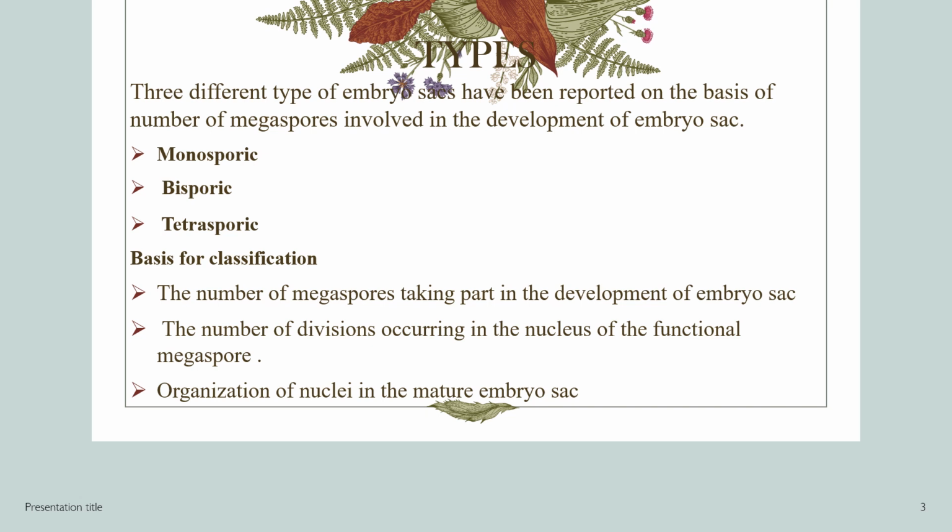On the basis of the number of megaspores involved in the development of embryo sacs, three different types of embryo sacs are encountered in angiosperms. These are monosporic, bisporic, and tetrasporic. Monosporic, where only one megaspore participates in the formation of the embryo sac. Bisporic, where two of the megaspores participate. And tetrasporic, where all the four participate in the formation of the embryo sac.